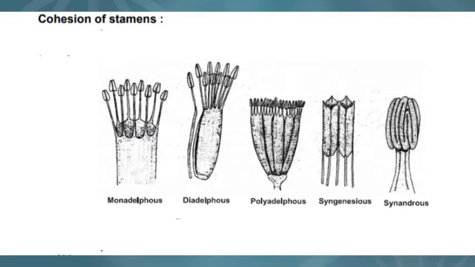In monodelphous, all filaments are fused into one bundle, anthers are free. In didelphous, all filaments are fused into two bundles, anthers are free. In polydelphous, all filaments are fused into many bundles, anthers are free. In syngenesious condition, all filaments are free but anthers fused. In synandrous, anthers as well as filaments fused.